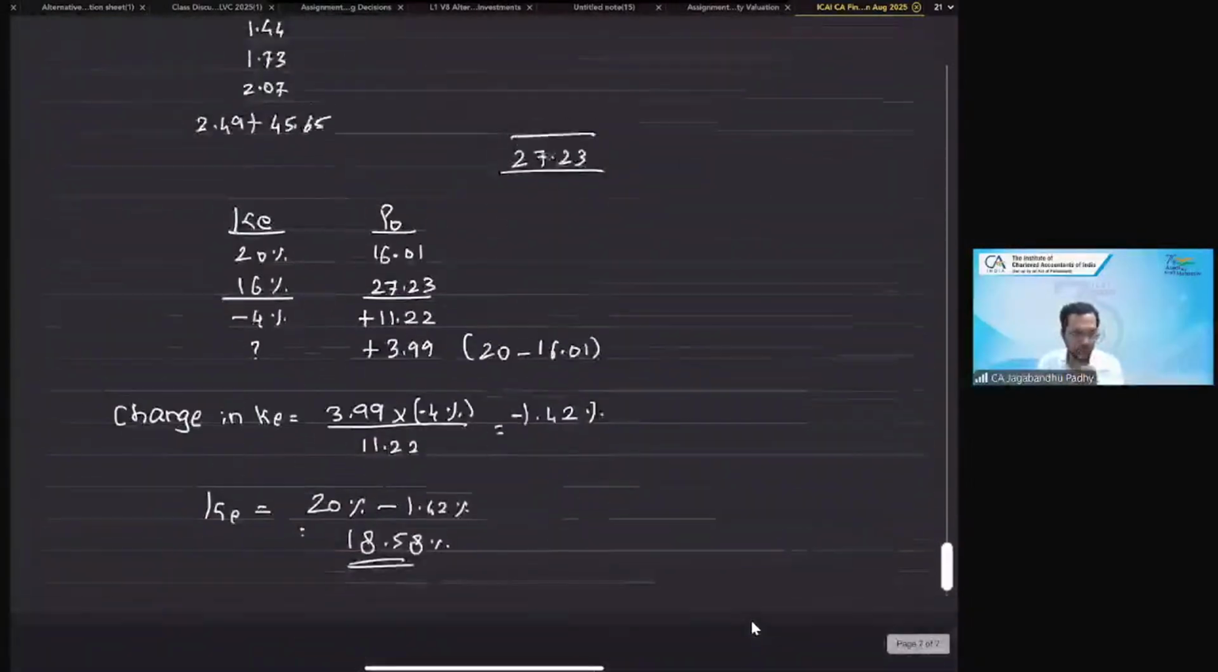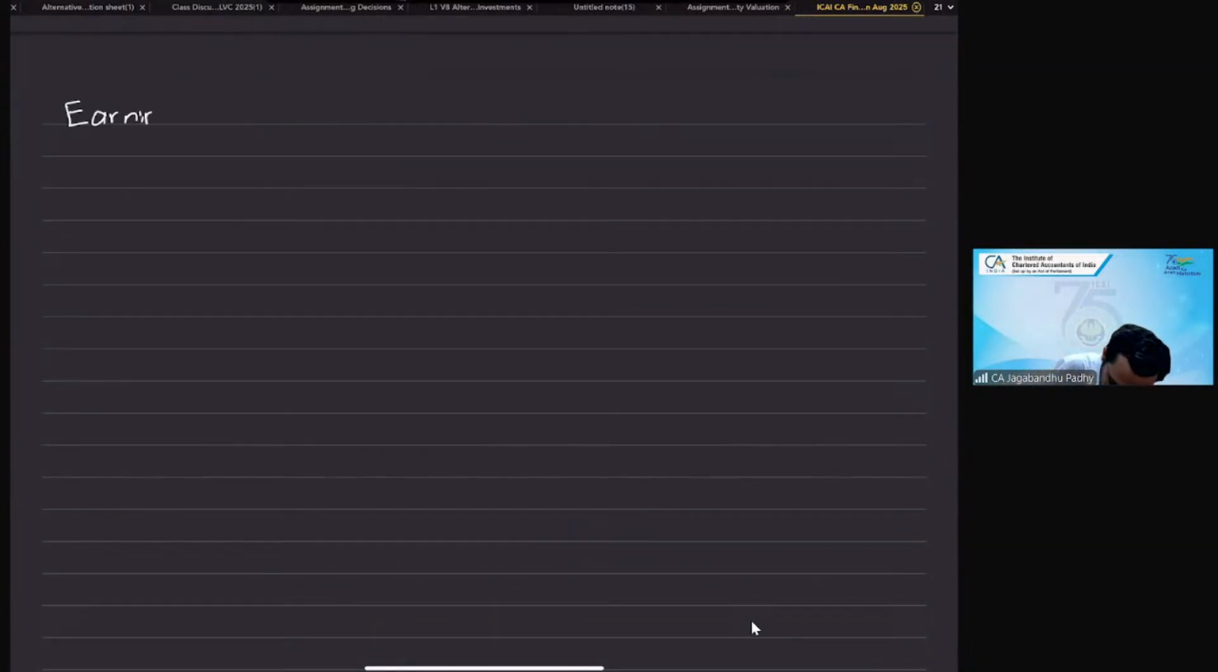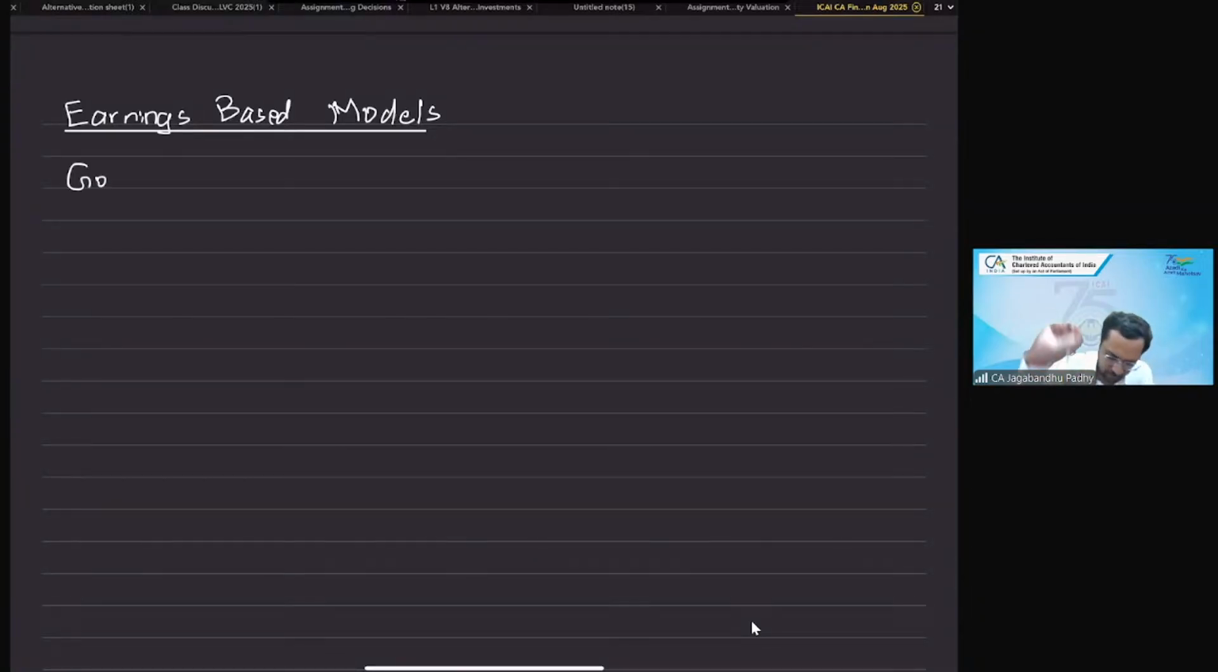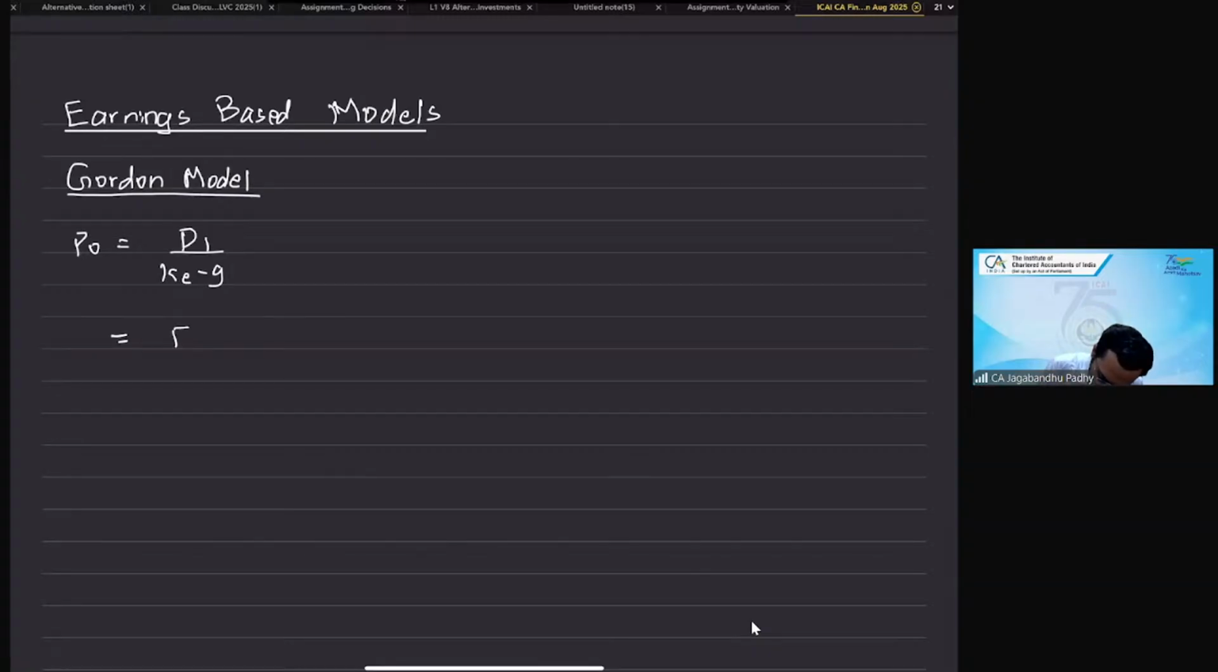Now let's look at some other models, which are also called earnings-based models. That's again for valuation of the equity shares itself. Again, we just have the Gordon formula, but we're just going to redraft it a bit. Through this Gordon model, we know that P0 is D1 upon K minus G. But essentially this D1 is the earnings per share of the first year multiplied by the dividend payout ratio, upon K minus G.